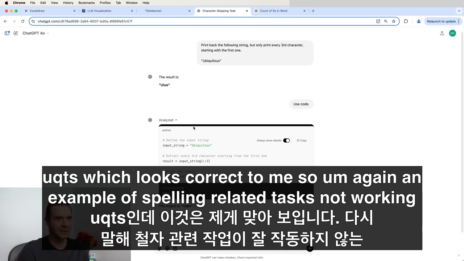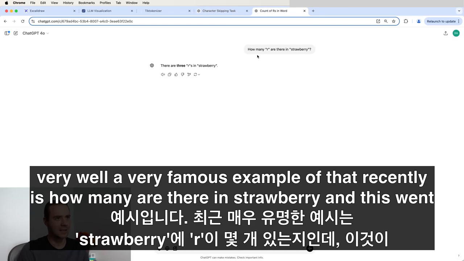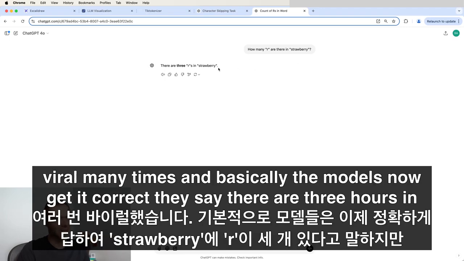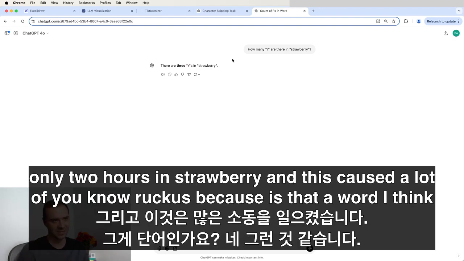So again, an example of spelling related tasks not working very well. A very famous example of that recently is how many R's are there in strawberry? And this went viral many times. Basically the models now get it correct. They say there are 3 R's in strawberry, but for a very long time, all the state-of-the-art models would insist that there are only 2 R's in strawberry.